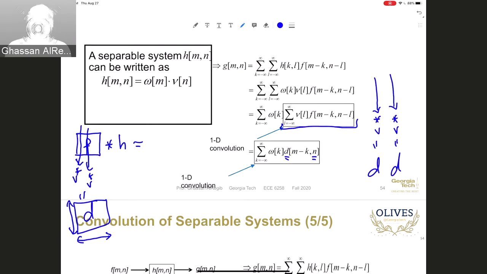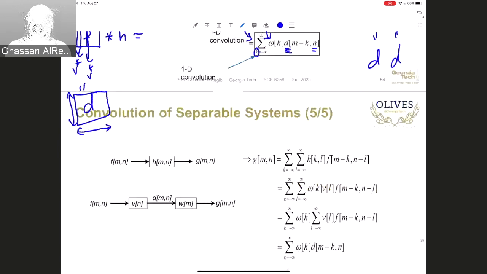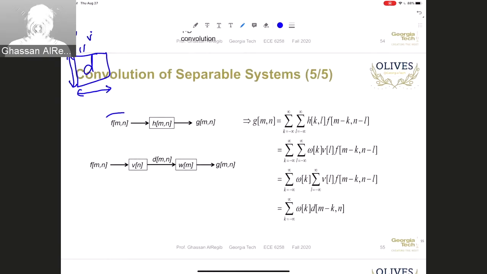So now I'm at this stage, I'm having D. Just look back to the equation, sum over K, the W as it is, I'm replacing this whole thing in here with our D of M minus K and L. Again, if you look carefully at this, this is nothing but another one-dimensional convolution. But now I'm looking at this over K, right? So now M is the index, so I'm looking at this in the other direction. So I'm doing another one-dimensional operation. So if you look at this operation here, I can have F of M and N convolve with H, I get G.